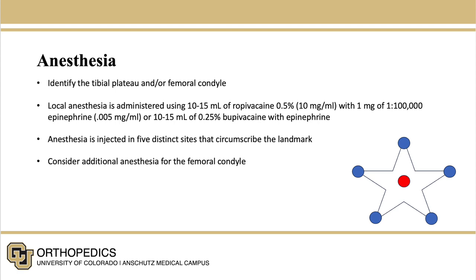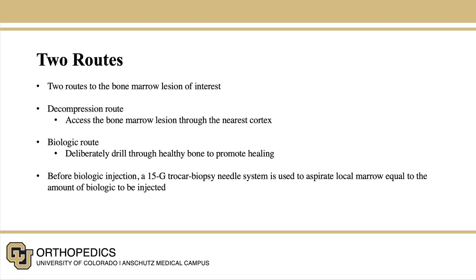Next, identify the tibial plateau and/or femoral condyle based on where the bone marrow lesion is located and administer local anesthesia using the formulary listed here. Anesthesia is injected in 5 distinct sites. In other words, if the red dot is a landmark, anesthesia should be injected at each of the blue dots. 3 extra milliliters of anesthesia can be applied when preparing the femoral condyle location due to increased sensitivity of the skin in this area.